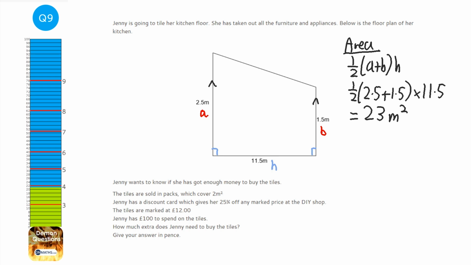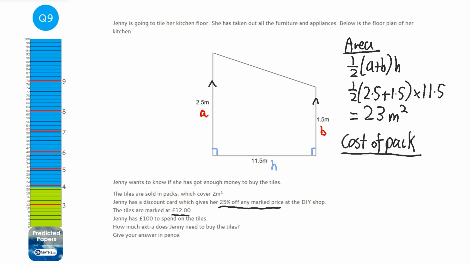Let's have a look. Tiles are sold in packs, 25% off marked price, and they're marked at £12. So the next thing we can work out is how much they actually cost. It doesn't matter if you do this in a different order as long as you do each step and label it well. So cost of pack.